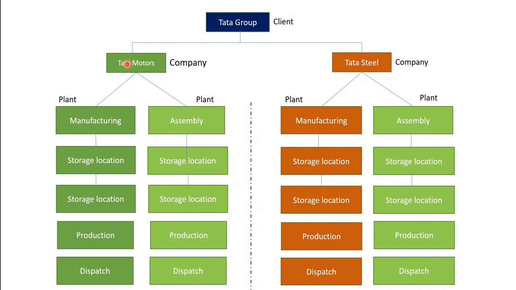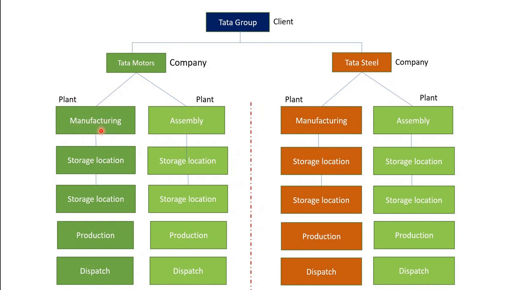The Tata Group has two companies like Tata Motors and Tata Steel. These are two different companies under the Tata Group client. Each company has two different plants, maybe a manufacturing plant and an assembly plant. For example, a car plant is an assembly plant, and a steel plant is another manufacturing plant. So these are two different plants.